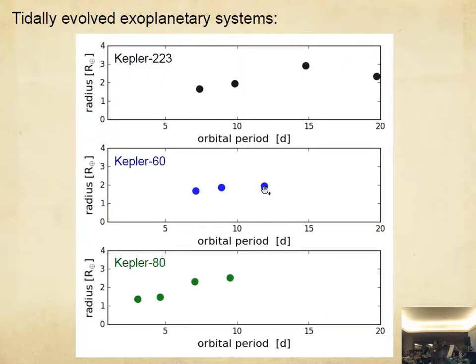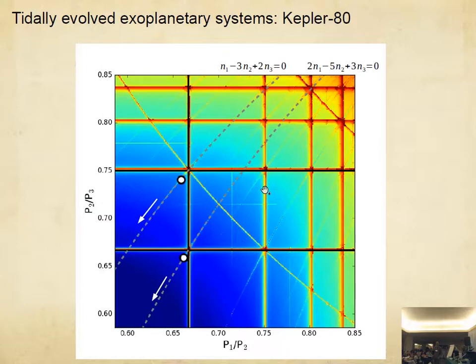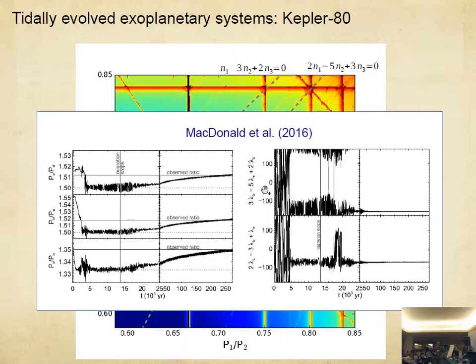So, how do these apply to these three systems? Kepler 223 and Kepler 60, the inner orbital period is of about 7 days. Kepler 80 has much closer planets to the star. So if we find some tidal evolution, it will be for Kepler 80, and apparently we do. We see that those two pairs of planets are significantly displaced with respect to the crosses, to the intersections. They are evolving tidally. And this corresponds very well with the simulations by McDonald et al.